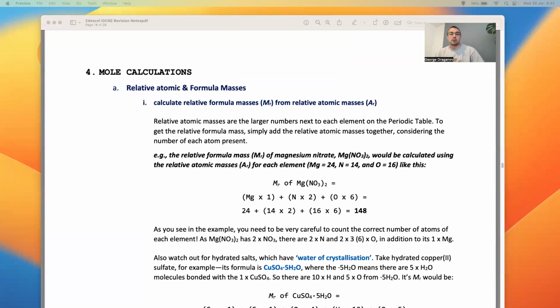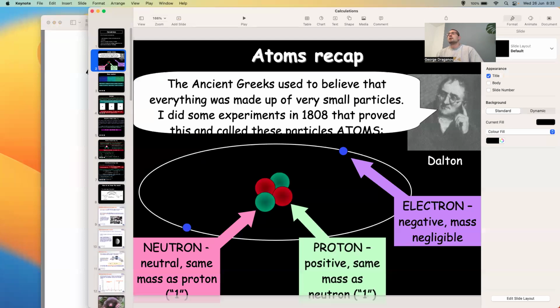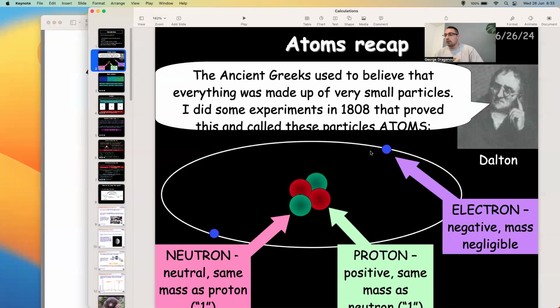In order to do that, we're going to do a slight recap. So I'm going to just recap something with you. First of all, an atom recap. So remember that in the center of the atom, we have a nucleus. In the nucleus, we have positive protons.